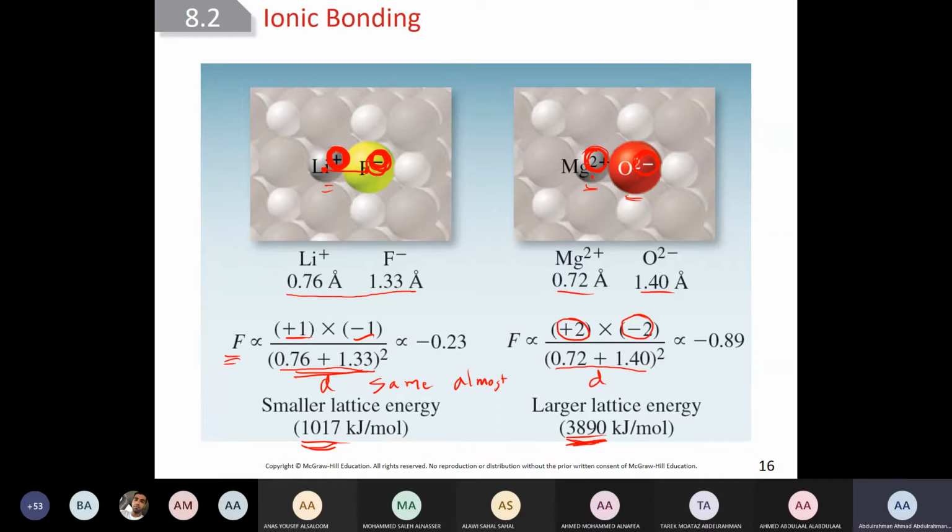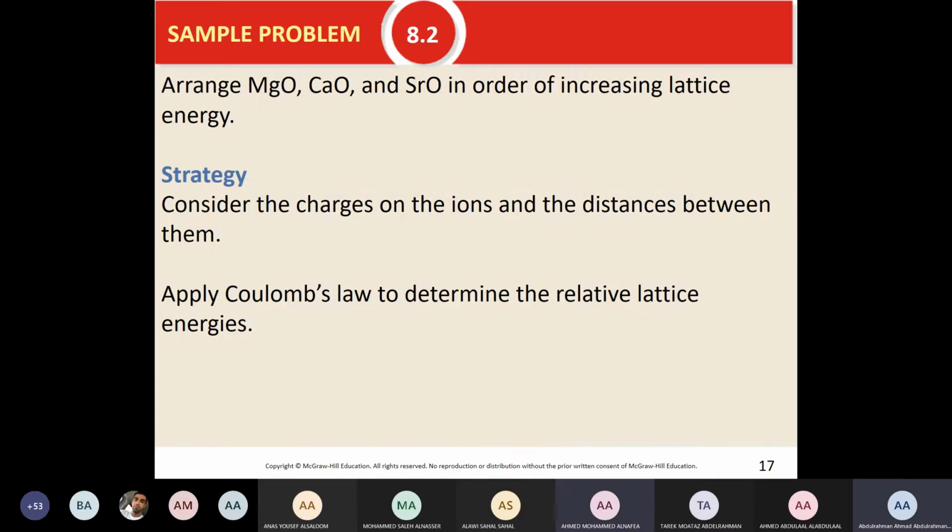Is this clear now? Now let's compare MgO. Look at the periodic table. Compared to CaO, compared to SrO. Which one will have the highest lattice energy, the force between them? MgO, and then CaO, then SrO. Why? Because Mg has a smaller size.